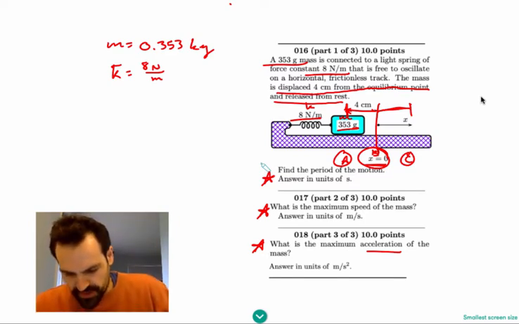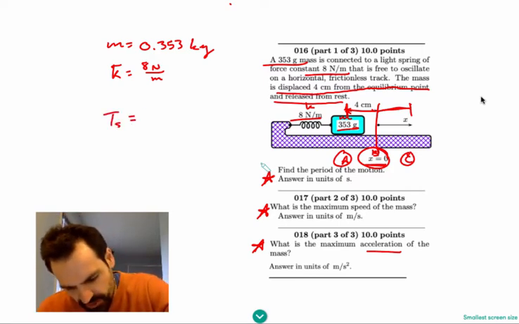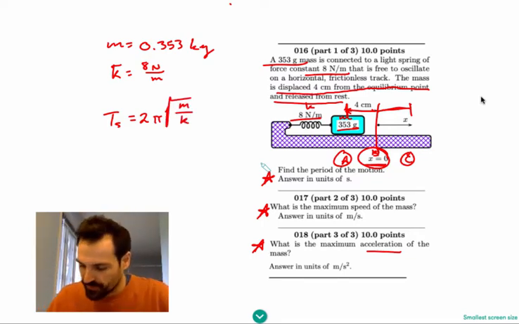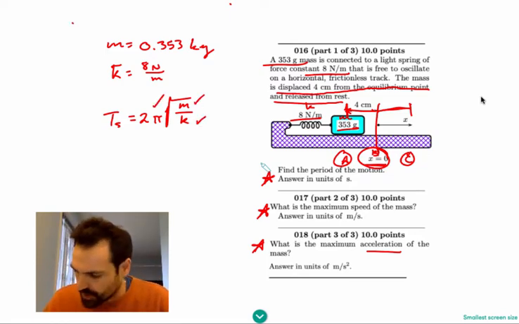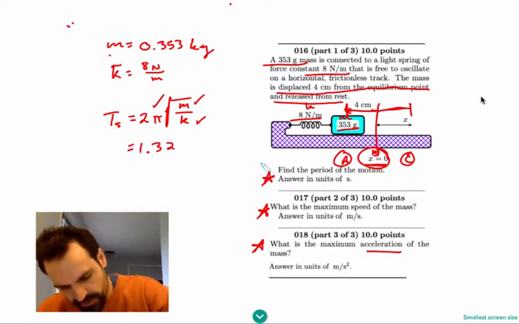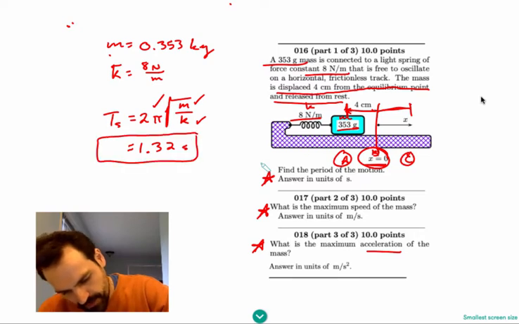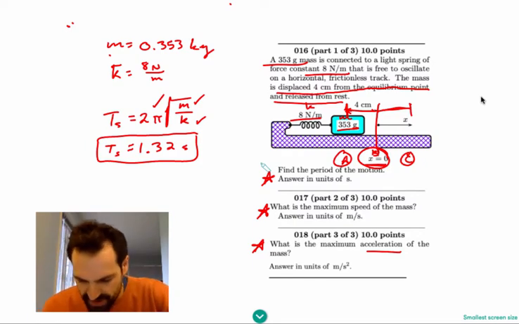So we need to find the period. And this is a spring oscillating, so 2 pi root m over k. And this one will be way more straightforward than the other one. So at this point, it's plug and chug. We know pi, we know mass, and we know the spring constant. So I'm going to plug that into my calculator quickly. And get 1.32 seconds. 2 pi root m over k. And what is the max speed of the mass?